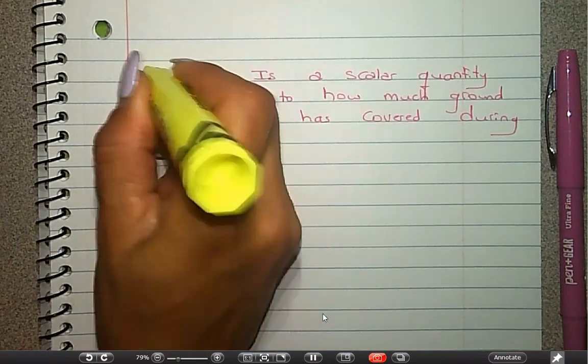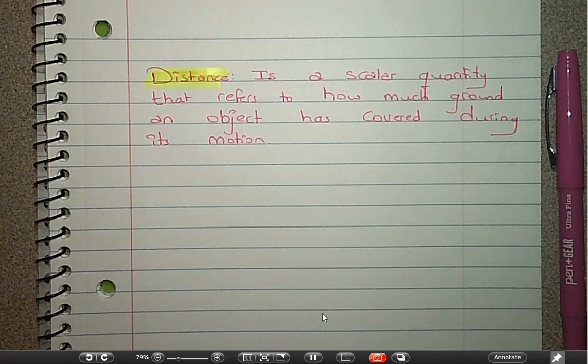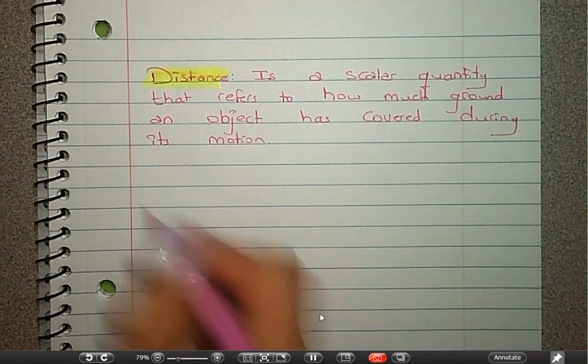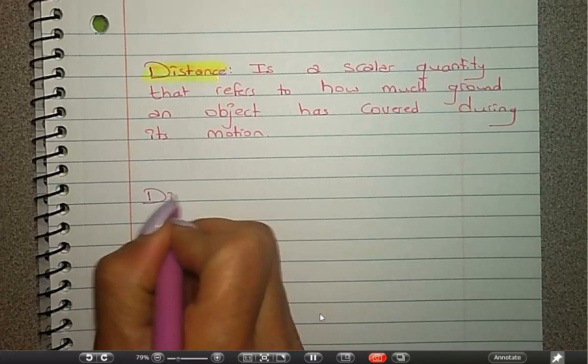So that's distance. It's very important that you know the difference between the distance and the displacement. And there will be, of course, an assignment on Twig and a worksheet for you to explore.